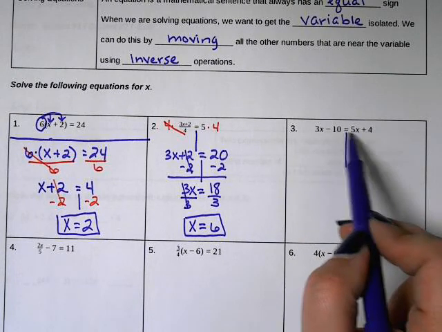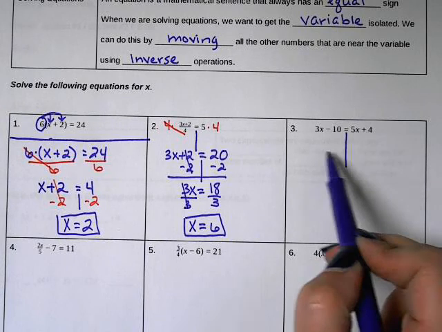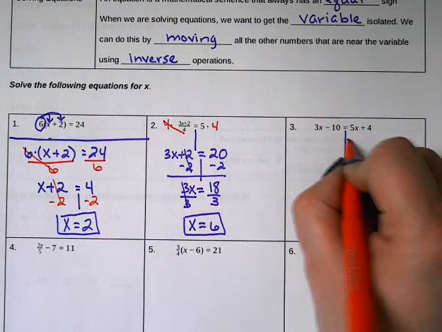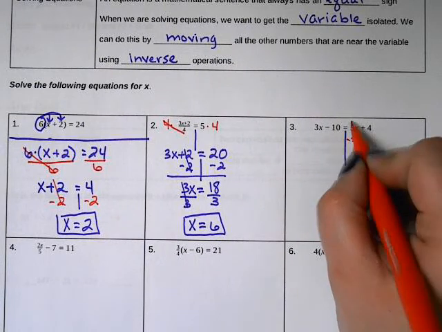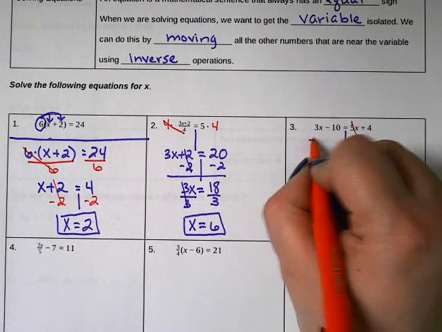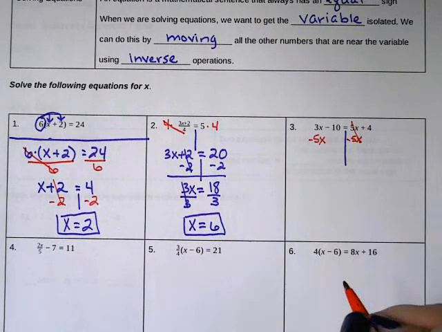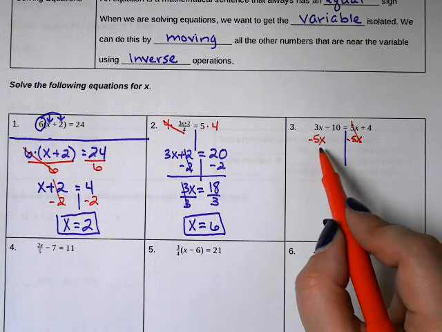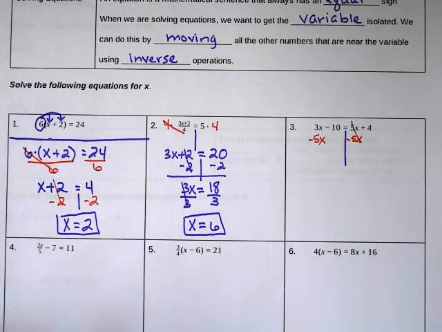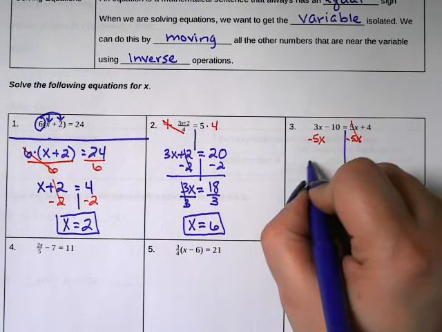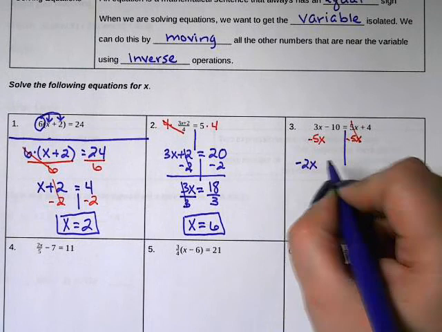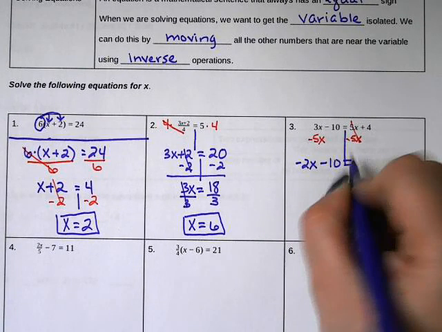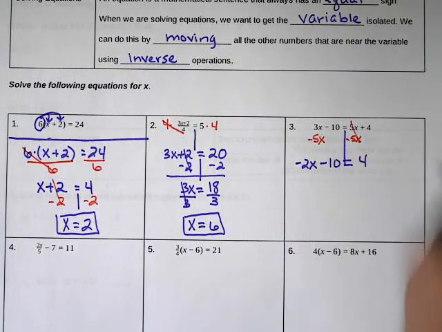So, since there's a 5x over here on the right, and I want to move it to the left side, the only way that I can do that is by subtracting 5x, because that'll get it to cancel. But that means I have to subtract 5x on this side also. Now you'll notice I purposely put it underneath the 3x, because those are my like terms. So when I do 3x minus 5x, I get negative 2x. And I didn't do anything to this minus 10, so it's just going to tag along. And then this 4 is left on this side over here.